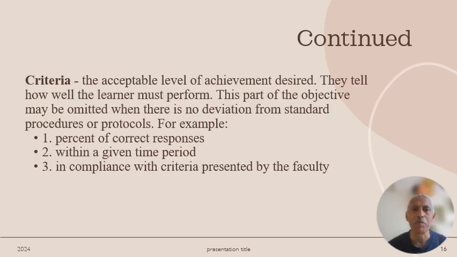Criteria, this is the acceptable level of achievement desired. What makes that objective acceptable? What makes their performance acceptable? So you need to put a little bit of a marker there to determine, did they perform to the level that you want? For example, in the example I gave, by the end of class, the students will list the three components of an objective. The three components is the criteria. That means it's not acceptable if you are able to list only two of them.